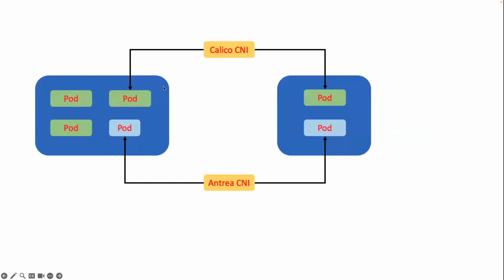Sorry, I'm not good at drawing. So these green pods are Calico pods, and the blue pods are Antrea pods. The Calico pods can still communicate with each other using Calico. Meanwhile, the Antrea pods can communicate with each other using Antrea CNI.